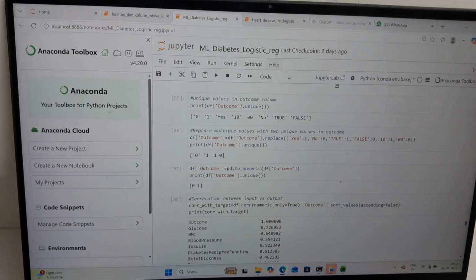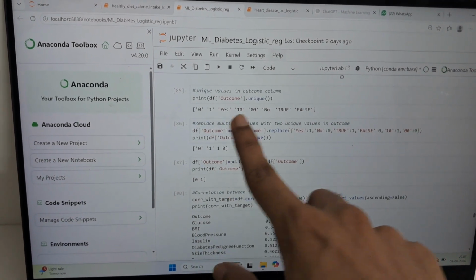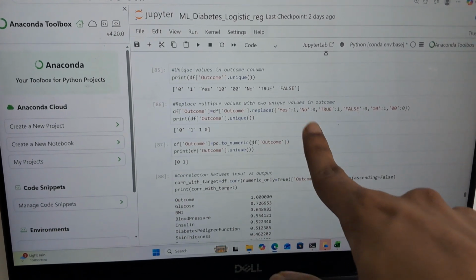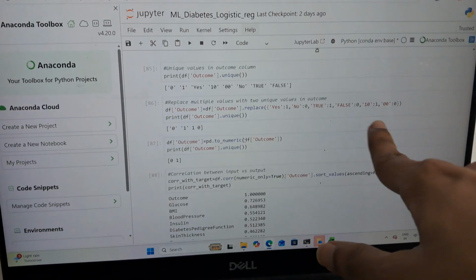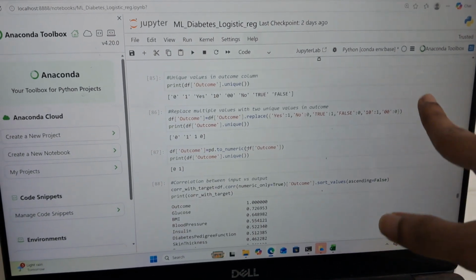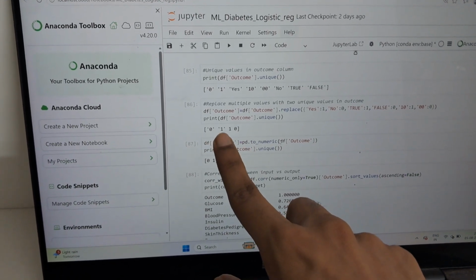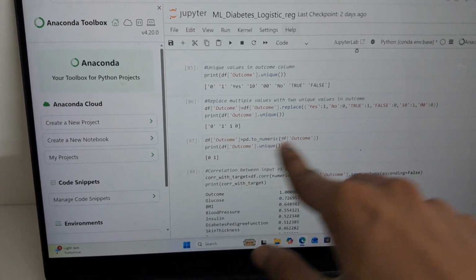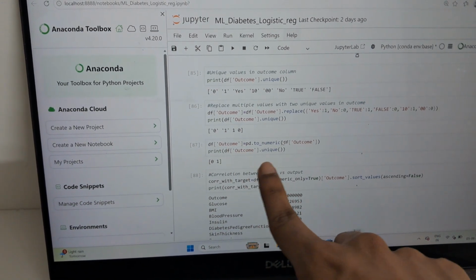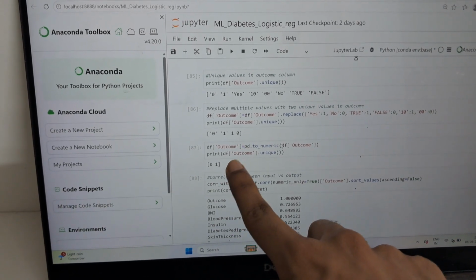Next is unique values in outcome. I said that there were many unique values, and I have to convert these values to 0 and 1. So here I replace yes with 1, no with 0, true with 1, false with 0, 10 with 1, 00 with 0. I'll convert all values to 0 and 1. But still these 0 and 1 are in the form of strings, so I'll convert them to integer, to numeric. So I have only two unique values in the output column, which are 0 and 1.